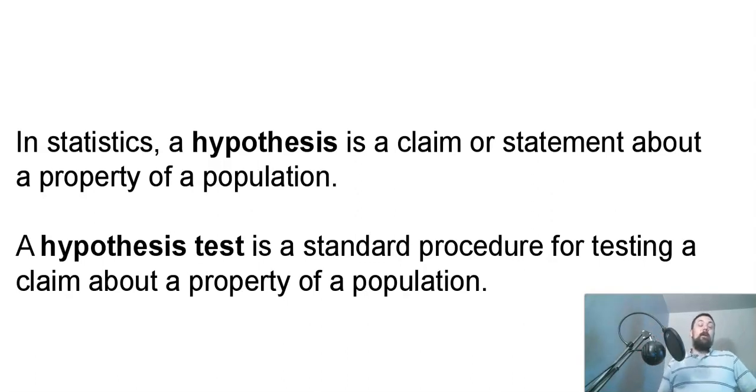Now, in order to determine whether that hypothesis seems to be true or not, we use what's called a hypothesis test, which is a standard procedure for testing a claim about a property of a population. In this chapter and in the next chapter, we are going to be making claims about populations, either about proportions or about means regarding that population. And then we're going to be able to test that claim using a sample and a hypothesis testing process that we are going to go over today.